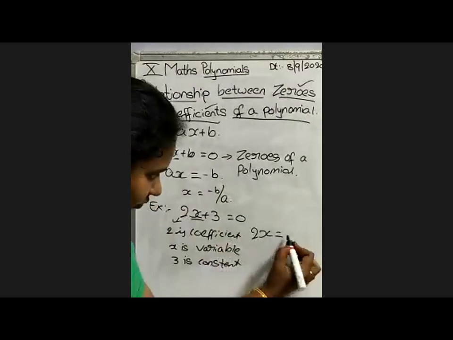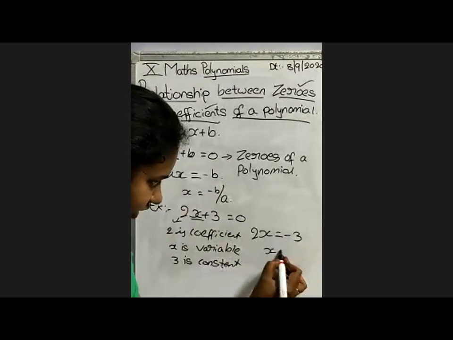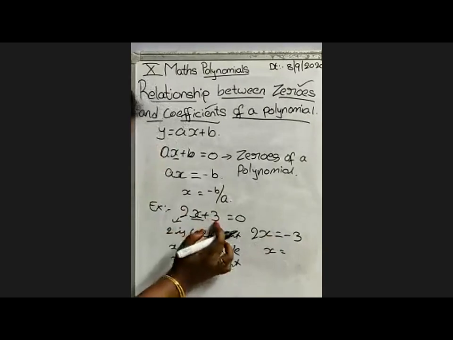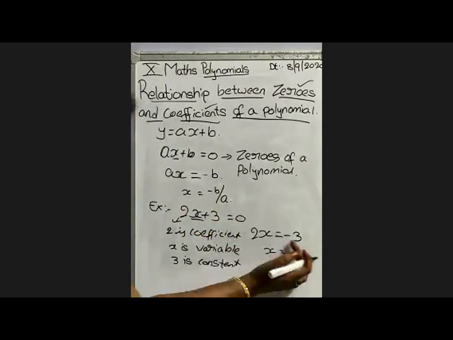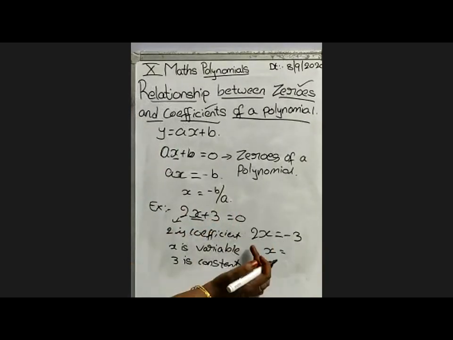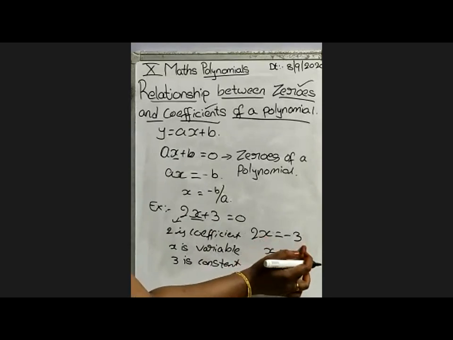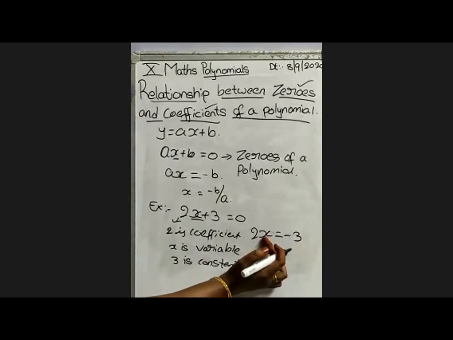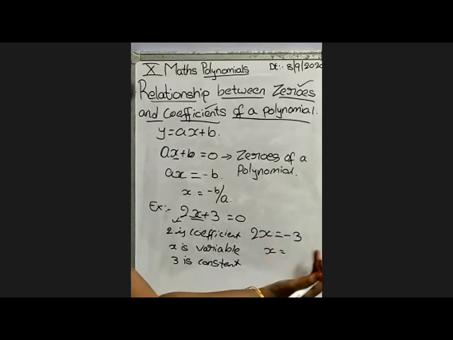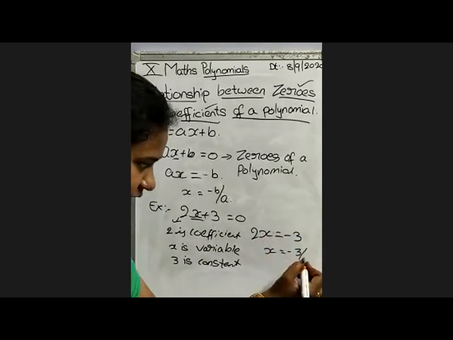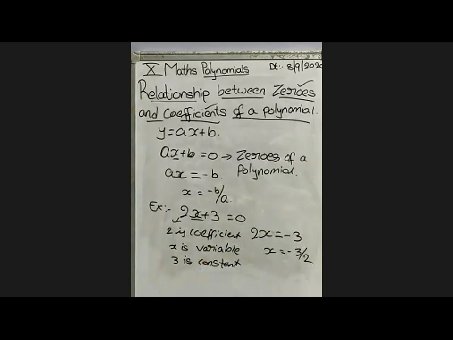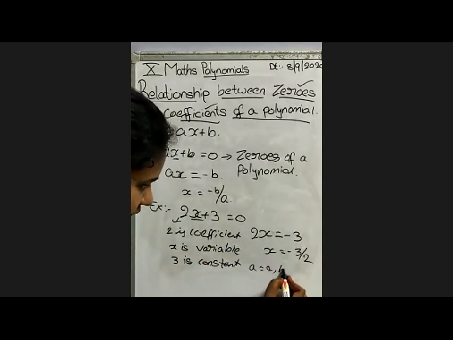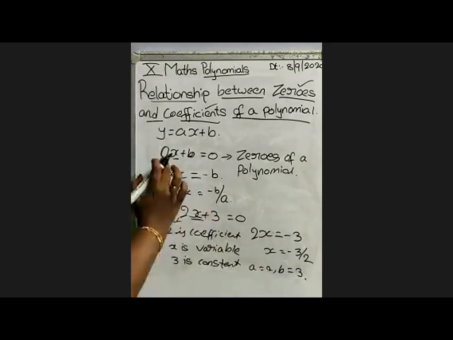2x equal to minus 3. In 2x plus 3, when 3 comes to the other side of the equal sign, it becomes minus 3. After that, 2x equal to minus 3 we got. Now here 2 into x is there, so coming to the right side it becomes minus 3 by 2. Okay, ma'am. Here a equal to 2, b equal to 3. So this is the relation.